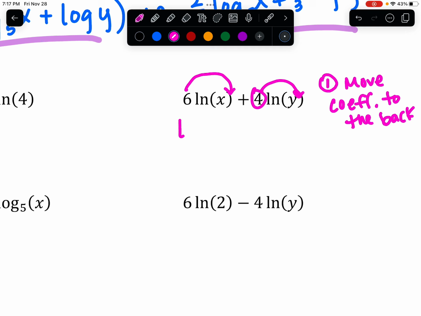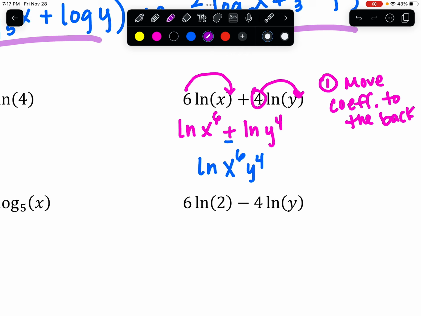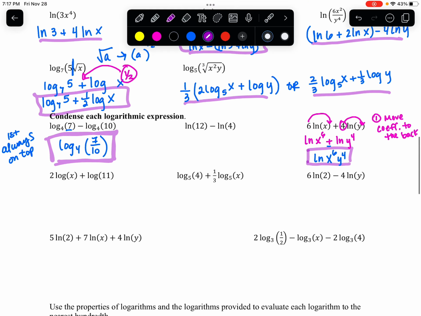So now I have natural log x to the 6th plus natural log y to the 4th. Now this adding means that we are going to multiply. So now we have natural log, and this is just one, x to the 6th, y to the 4th. And that's how we know we're done. One and done. Okay, I think I've said that before about other things. But wow, that was a horrible box. And that's your answer. Okay.